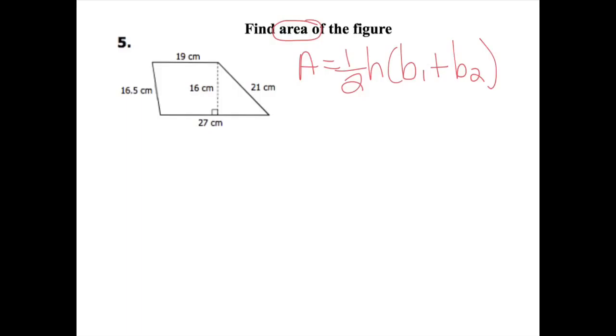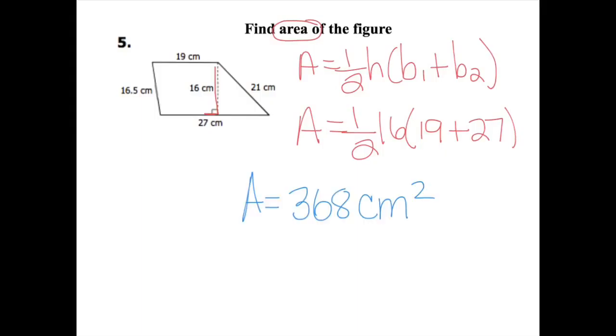So we are given everything, even though I see a triangle here. Could lead to Pythagorean's theorem, but we'll see. So the area is equal to 1/2. We said the height is perpendicular to the opposite side. So here we have our 90. So we know height is 16. The bases are the parallel sides, which are 19 and 27. All right, we simplify this and we get area is equal to 368 centimeters squared.